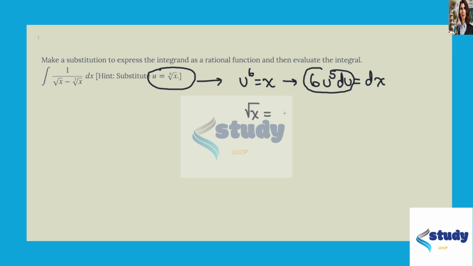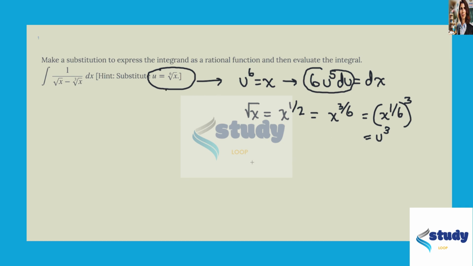So square root x is x to the 1/2, and that's equal to, let's say, x to the 3/6, and this is x to the 1/6 to the 3rd power, so that's u to the 3rd power by our substitution.